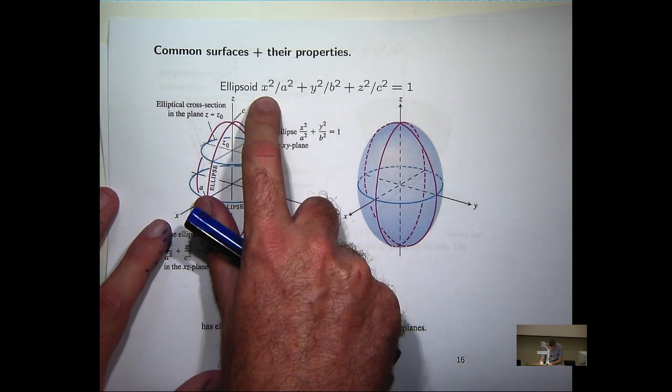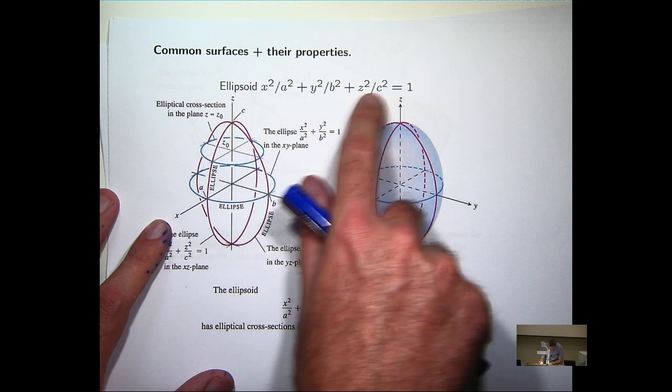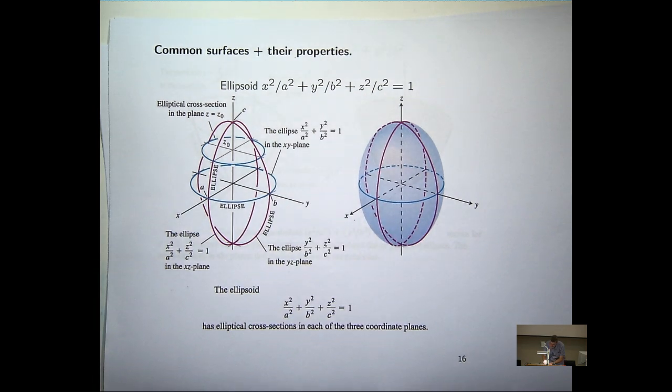It's also very important to remember the equations associated with these because, like I said, in second semester, in the second half of this course, you're going to have to integrate over surfaces like these. So you need to know the surfaces really down to the ground, or the equations for them at least.